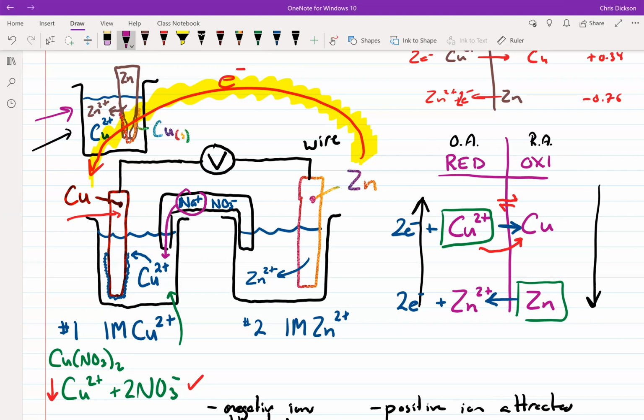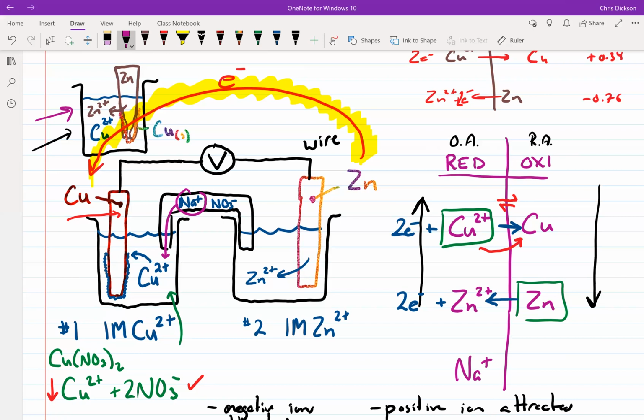Now, the reason they choose sodium, if you look on the table, sodium is way down near the bottom under the oxidizing agents. So although you can actually reduce sodium, it's well below the copper ions. So the copper ions are still going to get reduced before the sodium would. So the sodium just moves in there to maintain the balance of charge within that beaker. And in the other beaker, what's happening is you're producing zinc ions.